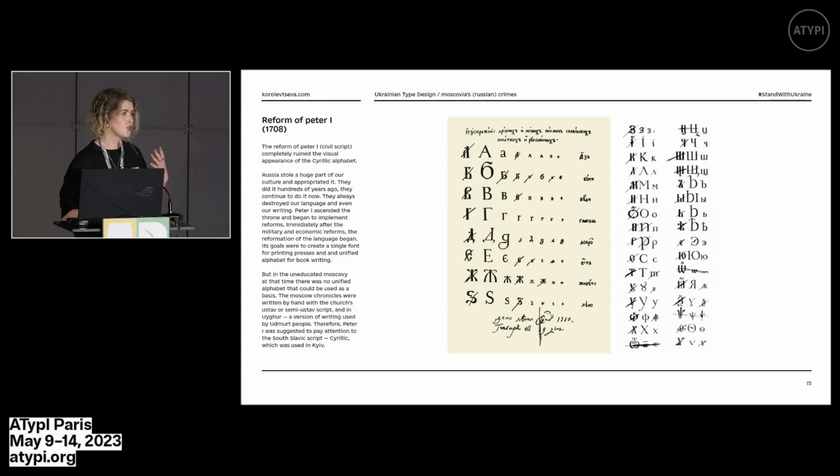Peter I began to implement his reforms, starting from military and economy reforms, and then the reformation of the language began. So the goals were to create a single font for printing presses and a unified alphabet for book writing.